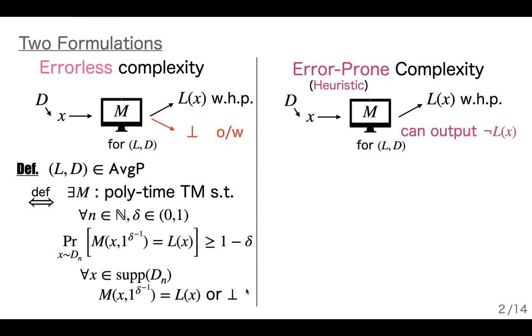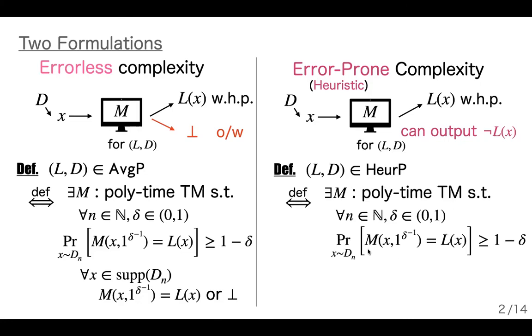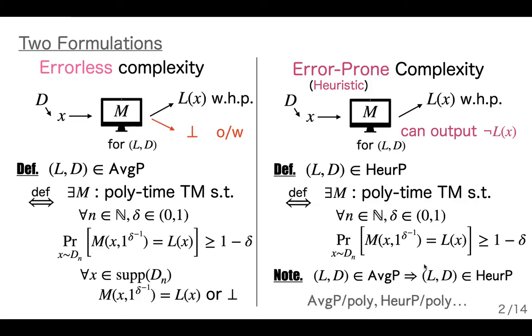And in error-prone complexity, the class of solvable problems is usually denoted by HeurP. So a distributional problem is contained in HeurP if there exists some polynomial time Turing machine satisfying the same condition except for the errorless part. And we can easily check that if some distributional problem is solvable in the errorless setting, then by the same algorithm we can solve it in the error-prone setting. And we also define the classes AvgZP/poly and HeurP/poly in a similar way.